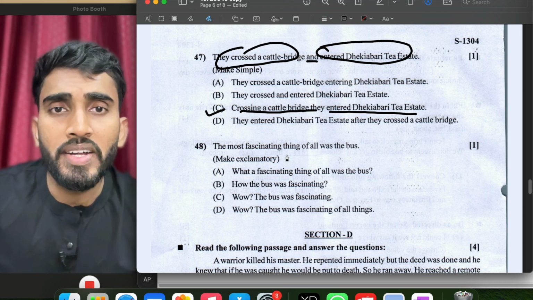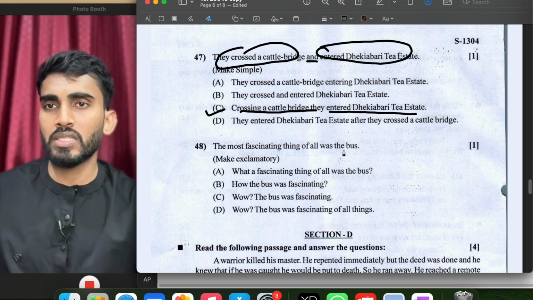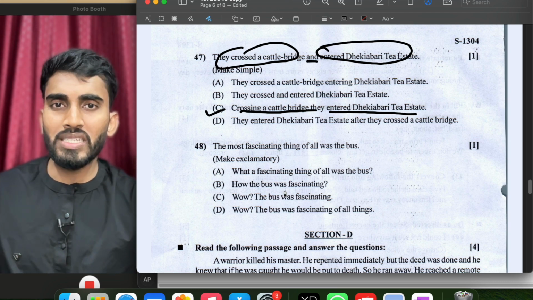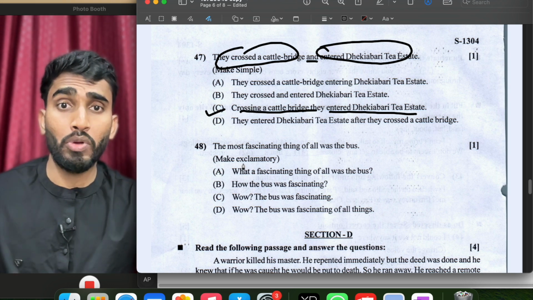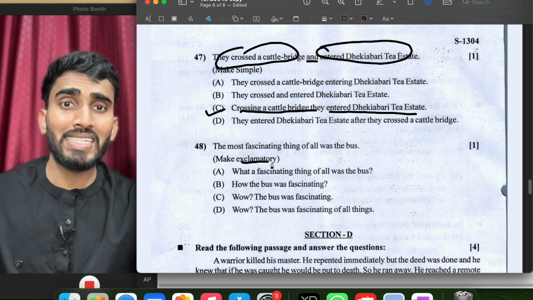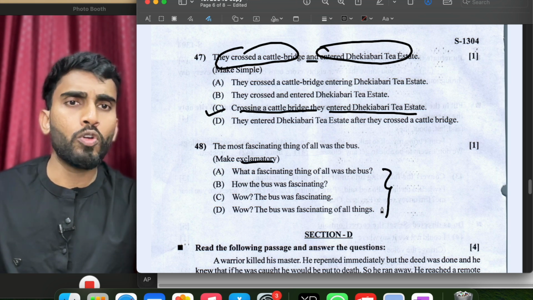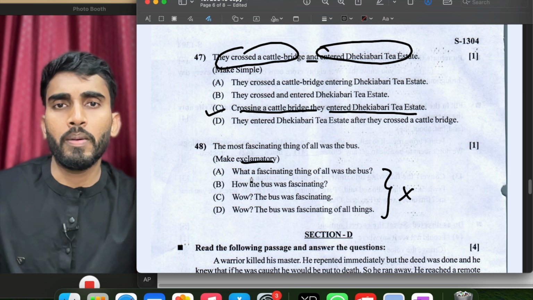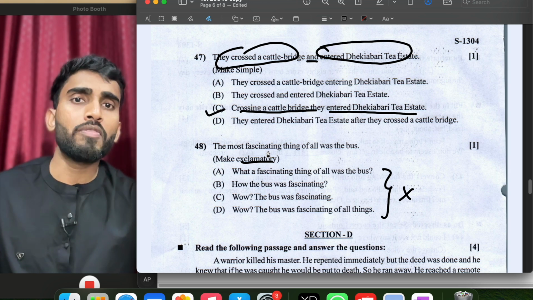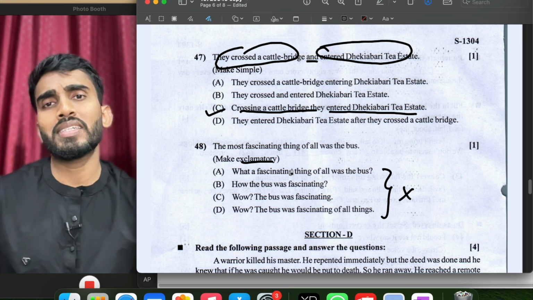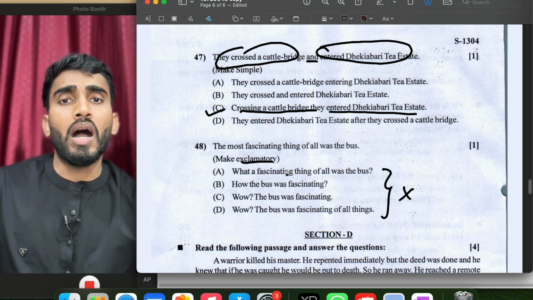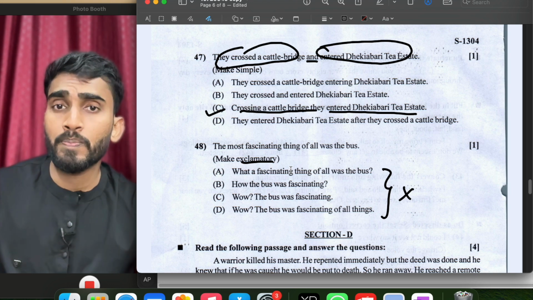The most fascinating thing of all was the bus. Now here you can see all the four options have a question mark, whereas in the question it was written that make it exclamatory. That means all the four options are wrong here. As per the question, the most fascinating thing of all was the bus. The correct exclamatory sentence can be: how fascinating the bus was.